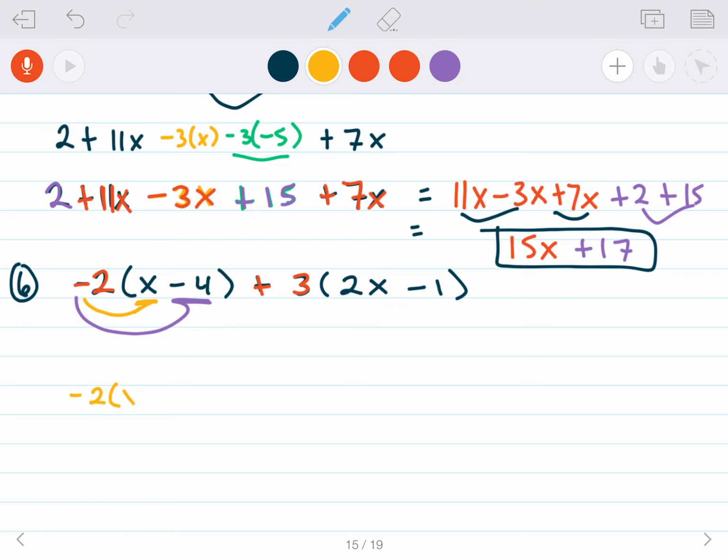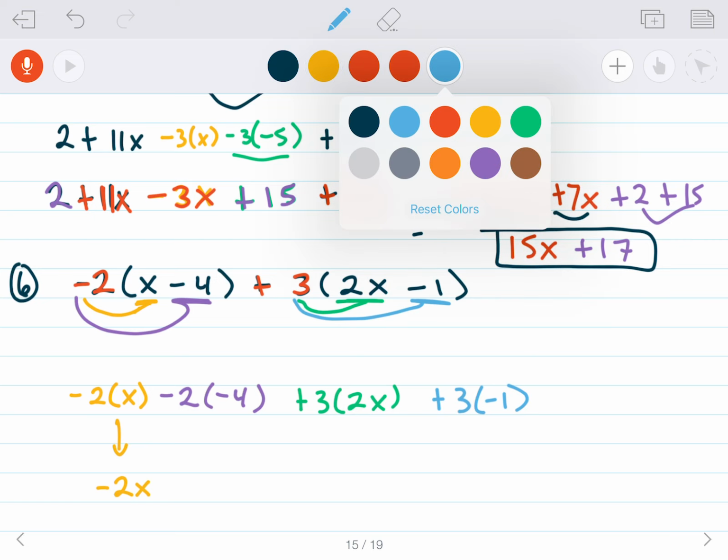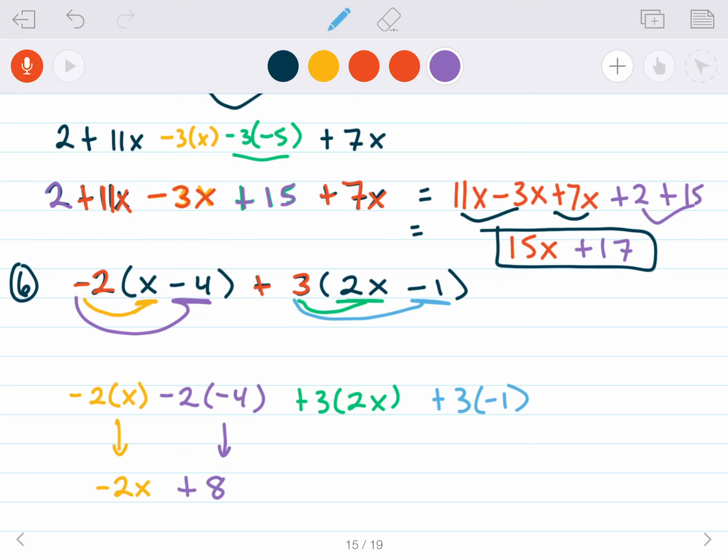Negative 2 times positive x, negative 2 times negative 4, and then we'll do this over here as well. So positive 3 times positive 2x, and then the last one is positive 3 times negative 1. Okay, now let's clean it up a little bit. So that becomes negative 2x. Negative 2 times a negative 4 becomes a positive 8. A positive 3 times a positive 2x is a positive 6x. And a positive 3 times a negative 1 is a negative 3.